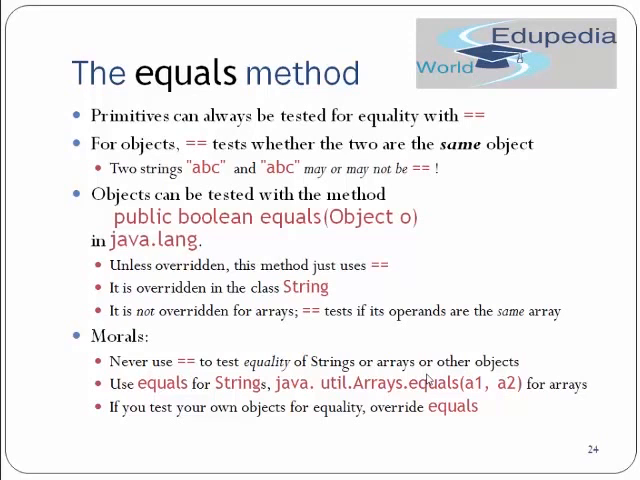Okay, so what's the summary? It says never to use double equals to test the equality of strings or arrays or other objects. Why? Because it is actually going to check the references of the objects. Rather, use equals for strings, and java.util.Arrays.equals(a1, a2). Over here the arrays are getting compared using the equals method. So if you test your own object for equality, then you need to override the equals method.